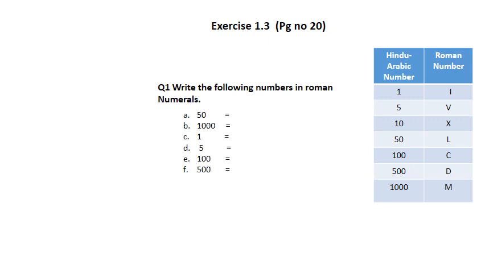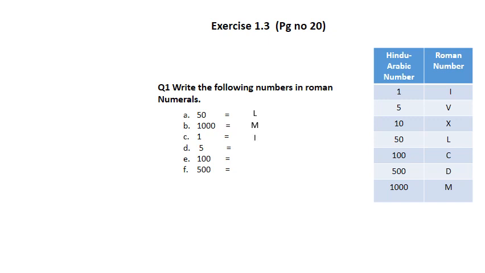A. 50. Okay, if you see our chart, in our chart we write down this 50 in Roman numerals as L. So your answer is L. 1000 we write down as M. For 1 we write down I. So our answer is I.